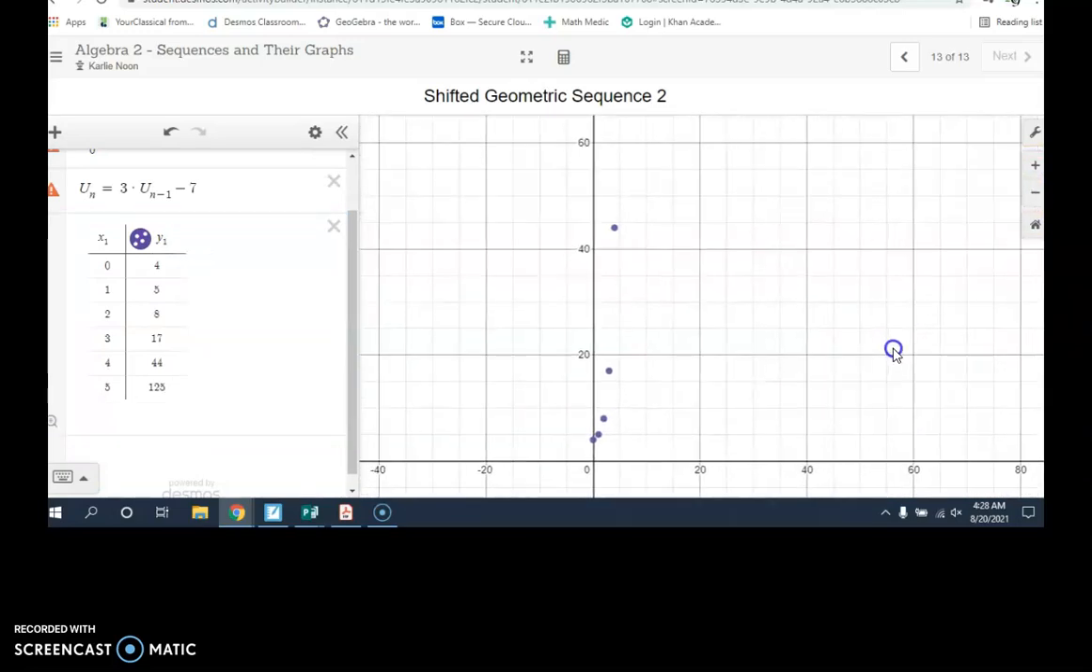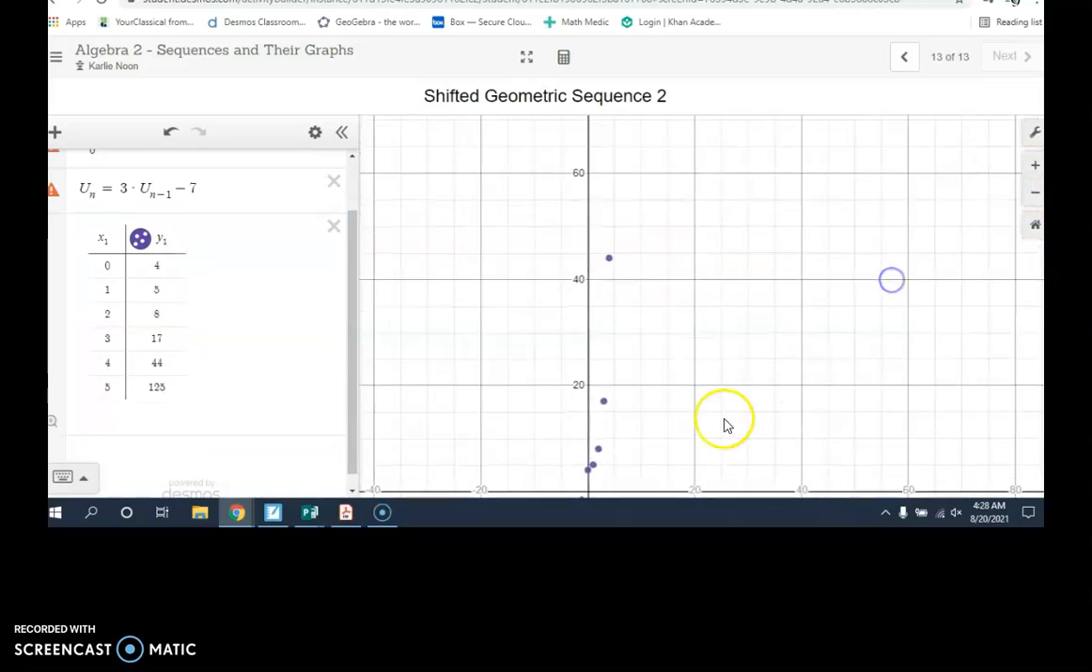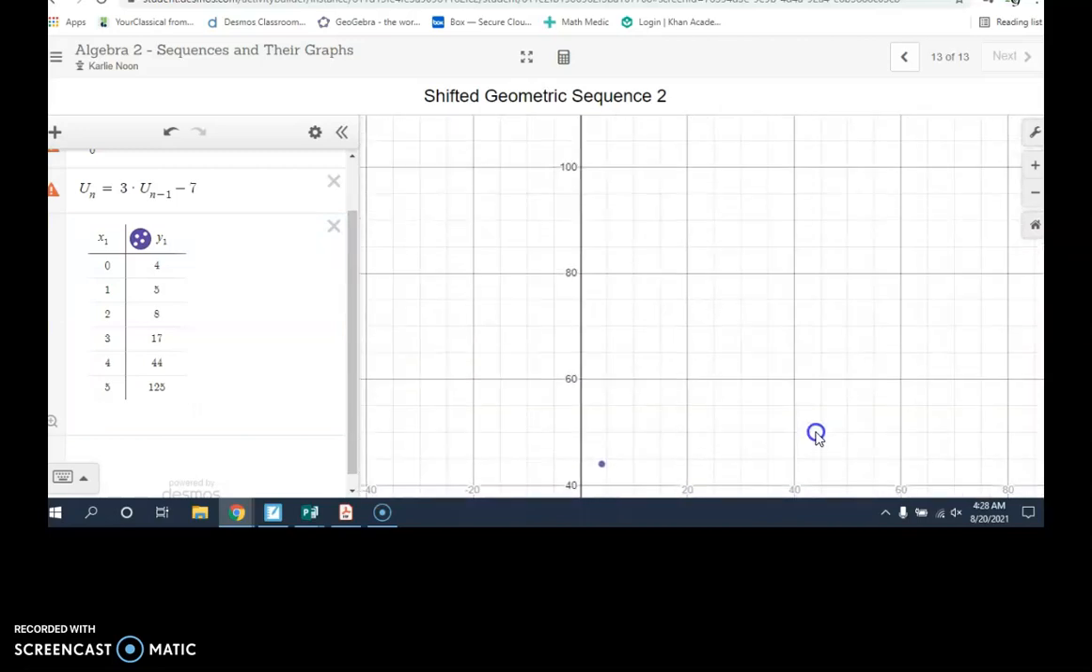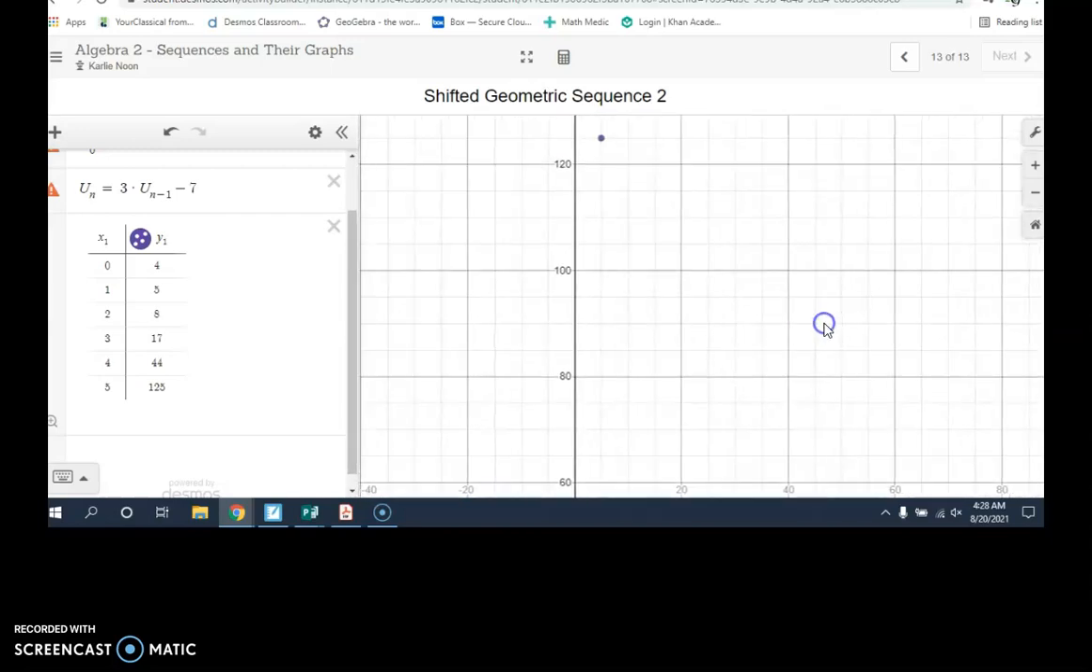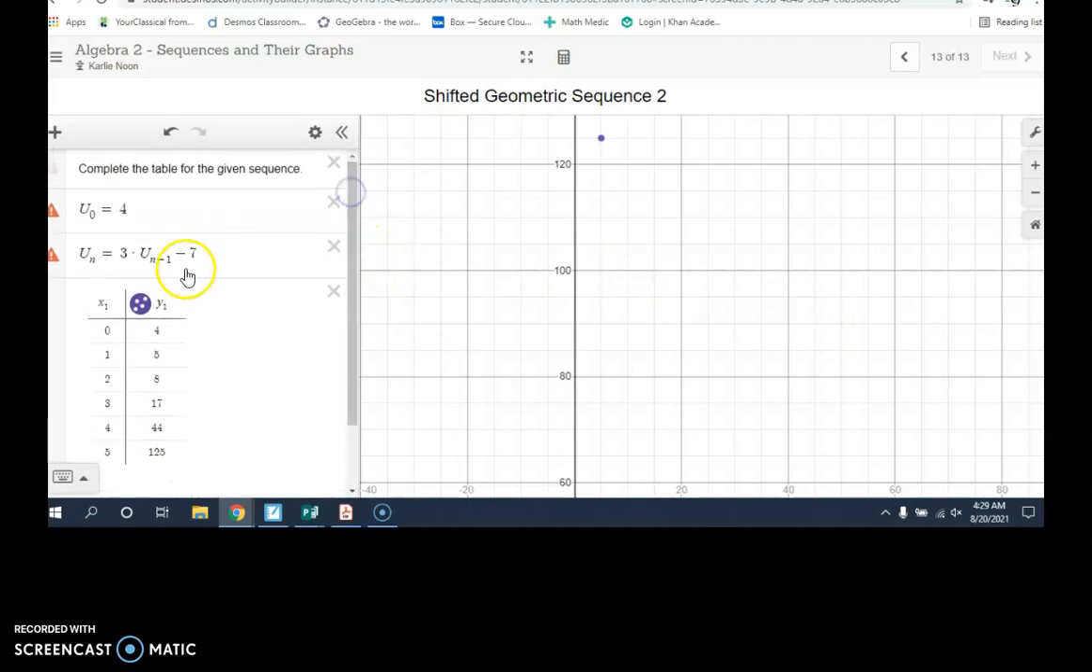Again, it's curved, but you'll notice that the points are getting further and further apart, which means this graph is going to continue to get extremely large, or continue to get very high. So it's not going to level off because the points are getting further and further apart. But the sequence is still shifted geometric, and it does require two steps. It has a multiplication step and it has an addition step.